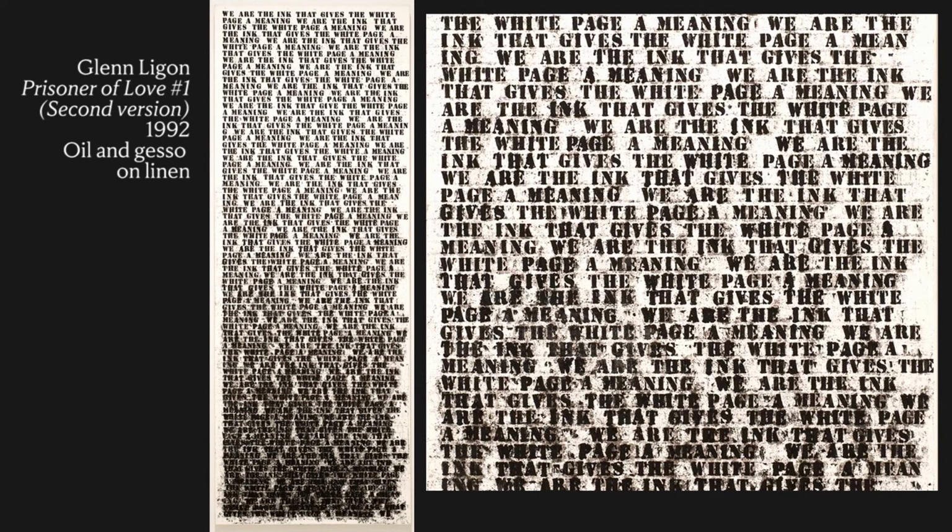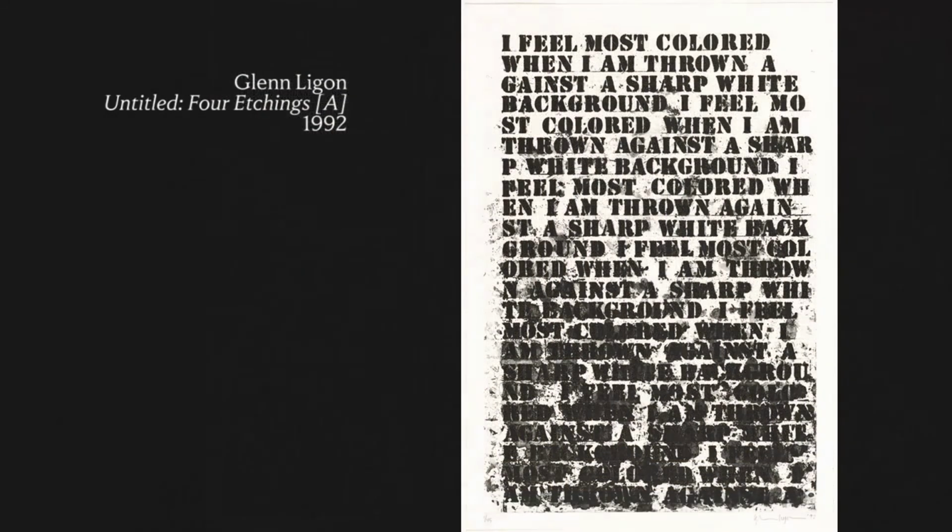This is Glenn Ligon's painting, Prisoner of Love No. 1, made with stencils similar to those that Jasper Johns used in his early number and letter paintings. A short sentence is repeated throughout the canvas, top to bottom, without regard for line breaks. We are the ink that gives the white page a meaning. The sentence is a variation on a passage by Jean Genet about the Black Panthers from his 1986 posthumous autobiography titled Prisoner of Love. Ligon borrows similar texts throughout his work and subjects them to a similar repetition process.